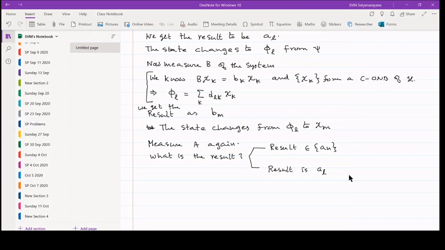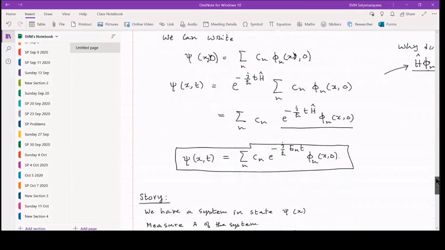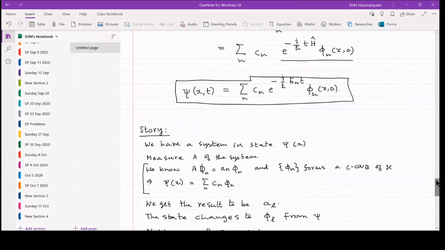Should be one of the eigenvalues of A. So the result should be one of the eigenvalues of A, correct? So this is probably the situation, because I have now the initial state, chi m here. There is no difference between this chi m and that psi. Correct. Initially, we had a psi.